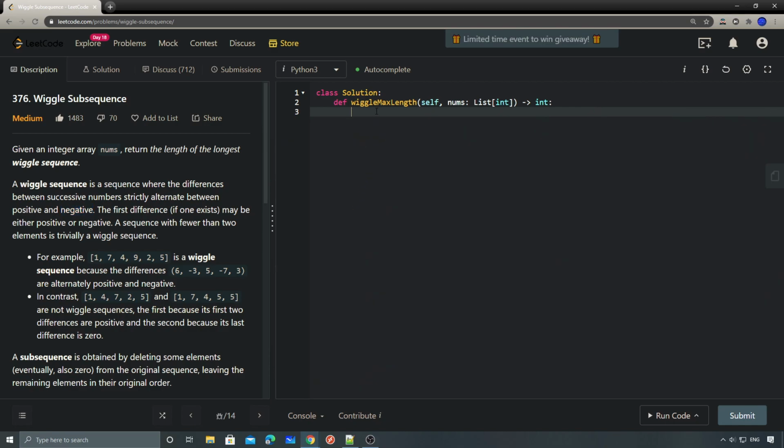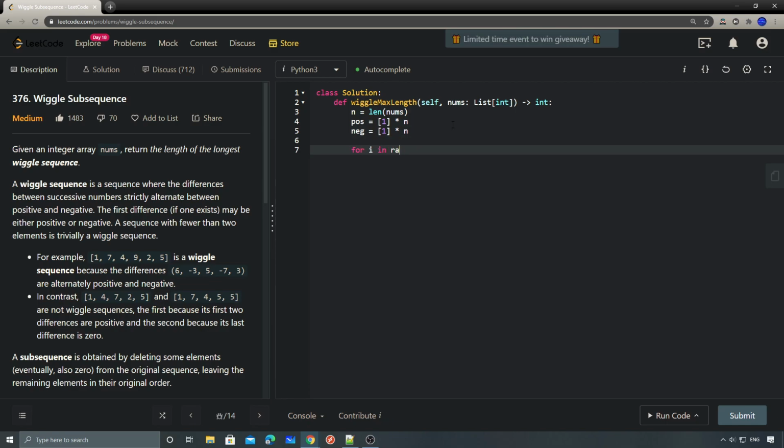Cool. Let's try to code that first. We have the length of nums, and then we have a positive array. At the beginning everything is one, because a sequence with fewer than two elements is trivially a Wiggle subsequence, which means a number by itself is a Wiggle subsequence of length one. So we have a positive array and a negative array, also all ones.